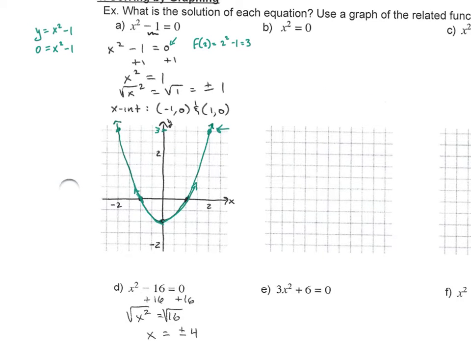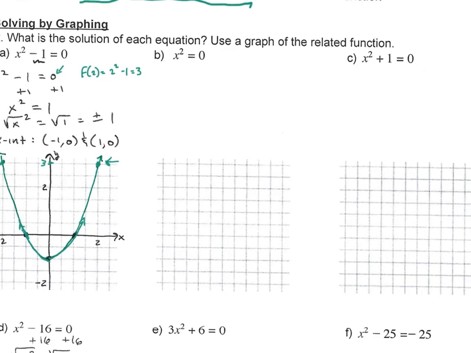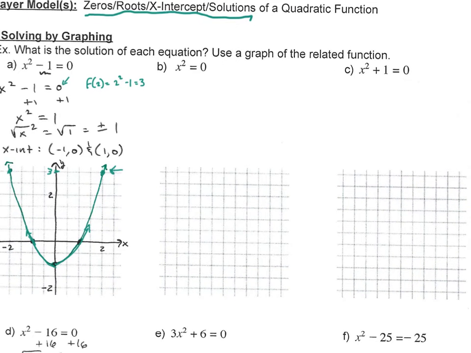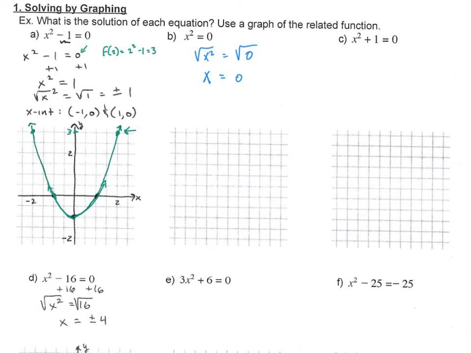As we move on to this next example, we have x squared equals 0. In order to get x by itself, I'm going to have to find the square root of x squared. And if I find the square root of one side, I must find the square root of the other. So the square root of x squared is going to be x, and the square root of 0 is just 0. So we have a solution of 0. So let's see what it looks like when I go to graph that.